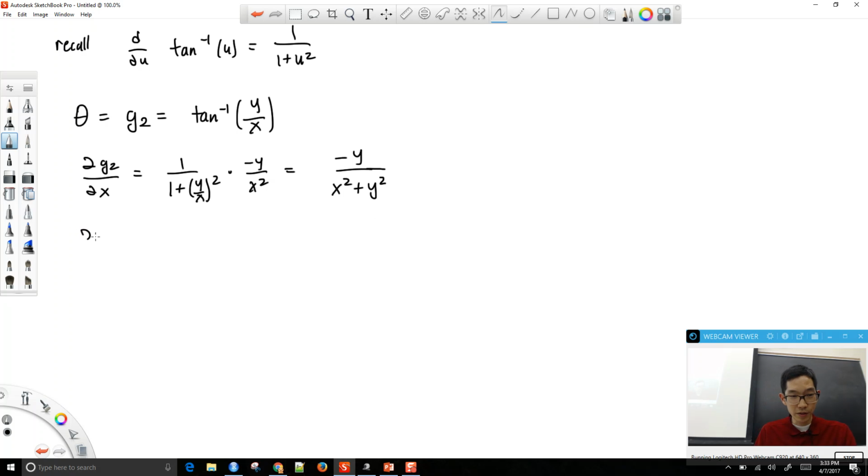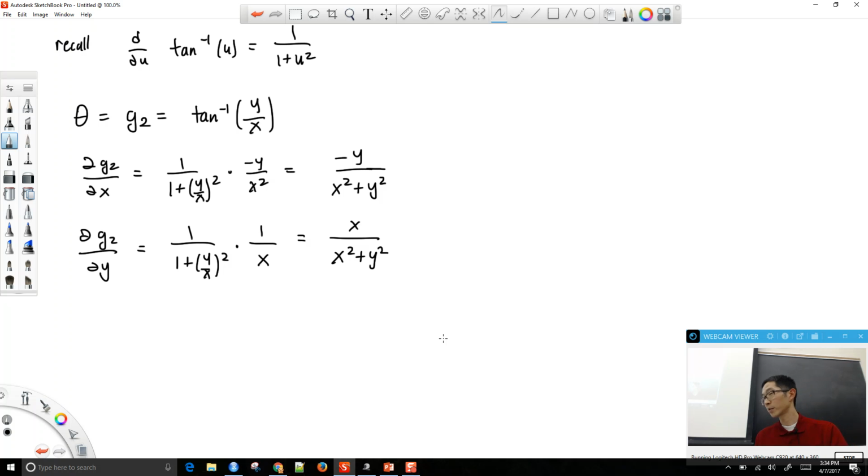And then doing the same thing, partial g2 with respect to y, we get 1 over 1 plus (y over x) squared, and then with the chain rule times 1 over x. And so this gives us x over x squared plus y squared. Is that okay?